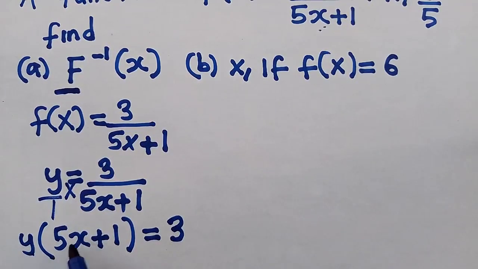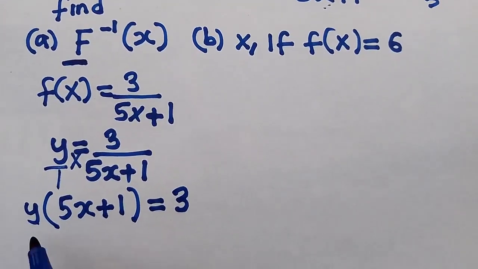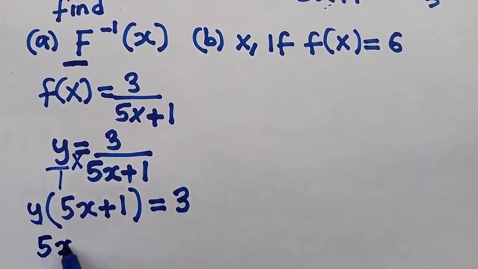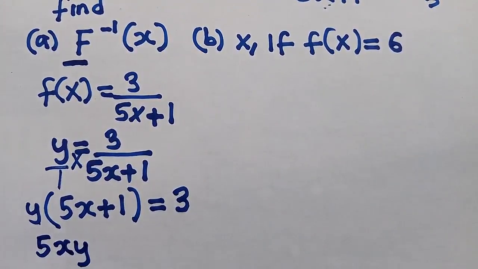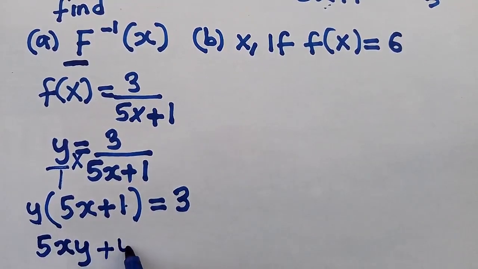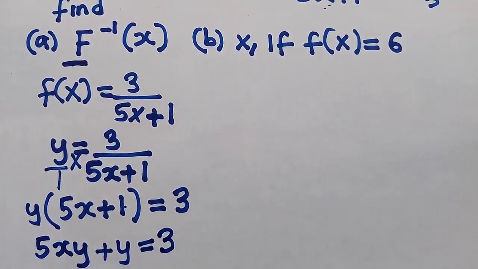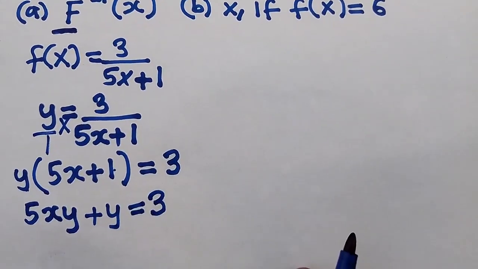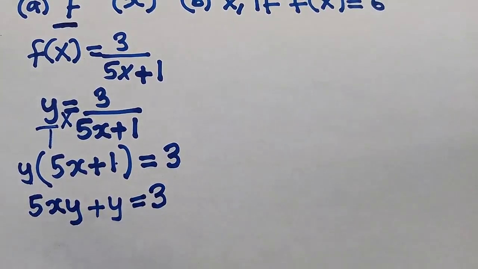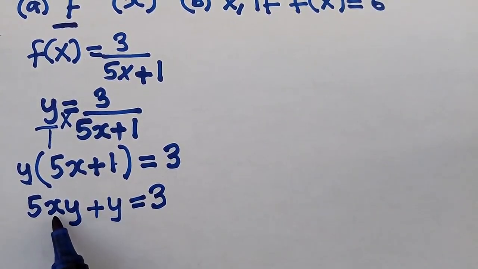So y times 5x, you are going to get 5xy. Y times 1 is just y. Plus y, which is equal to 3. So when you reach there, what is the next procedure? You want to make x the subject of the formula.